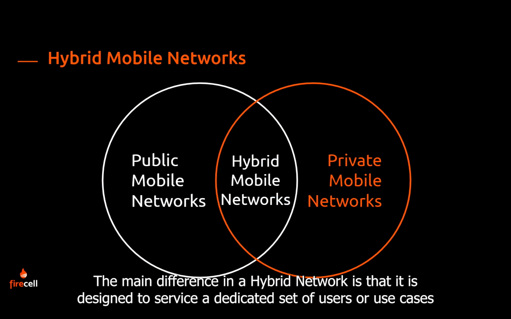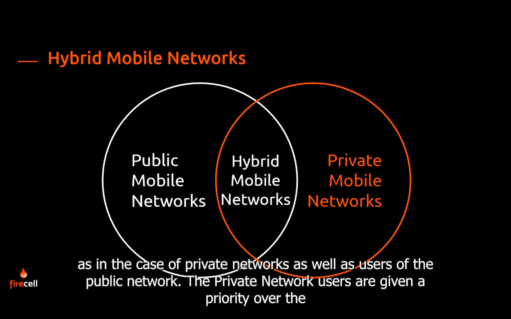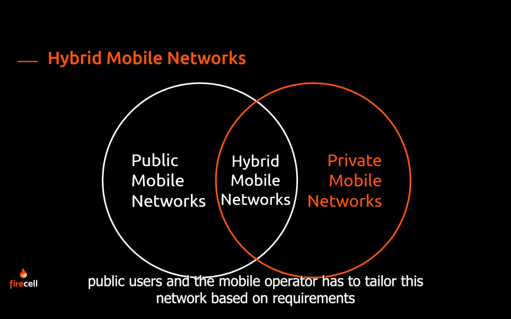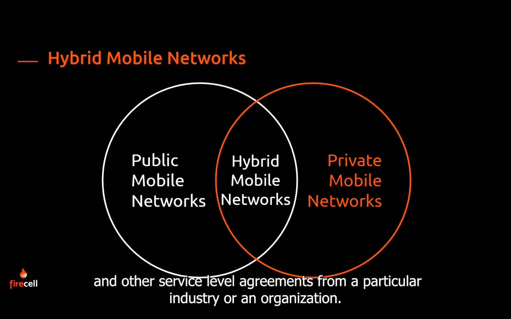The main difference in a hybrid network is that it is designed to service a dedicated set of users or use cases, as in the case of private networks, as well as users of the public network. The private network users are given priority over the public users, and the mobile operator has to tailor this network based on requirements and other service level agreements from a particular industry or organization.